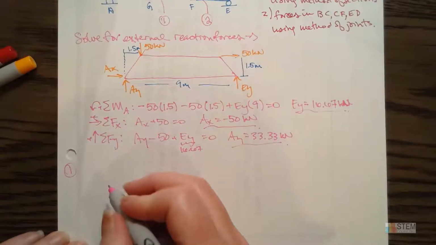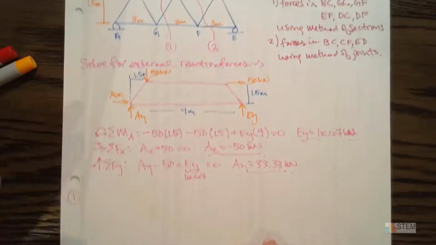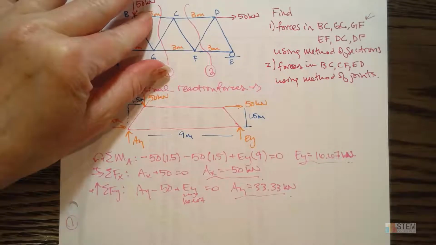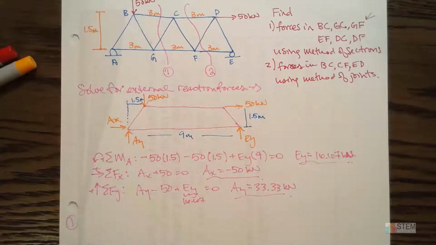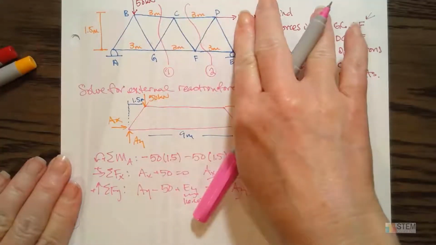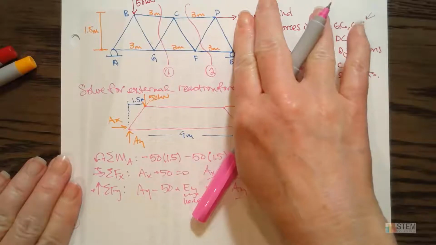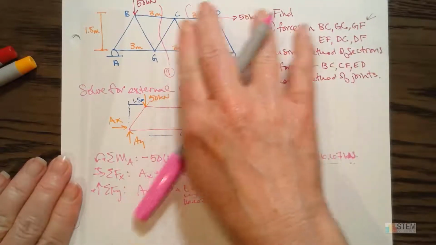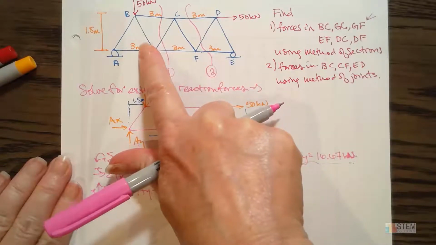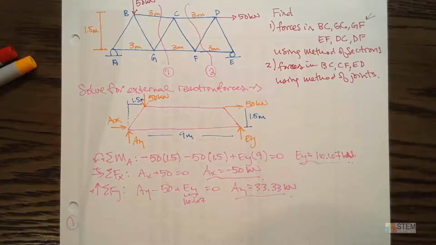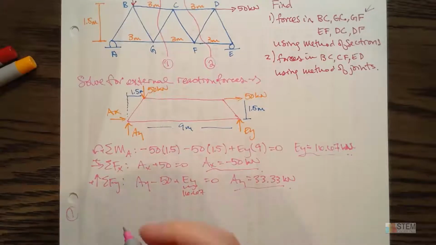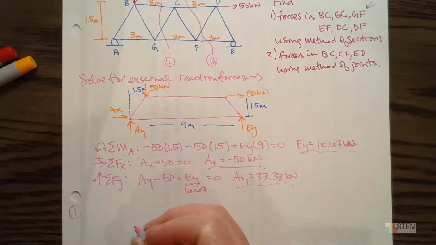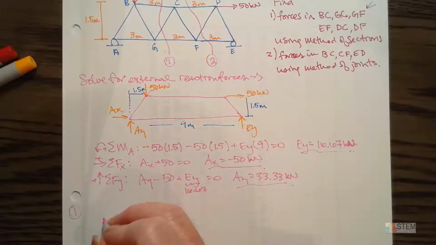And now, remember what we're doing is we're going to just look at everything to the left of this pink line. I don't care about anything over here at this point. I don't care about this 50 kilonewtons. I don't care about this roller. I don't care about any of this. Just what's to the left of this line, because that's the side I decided to use. Okay, so let's go ahead and draw that out. All right, so we got this.